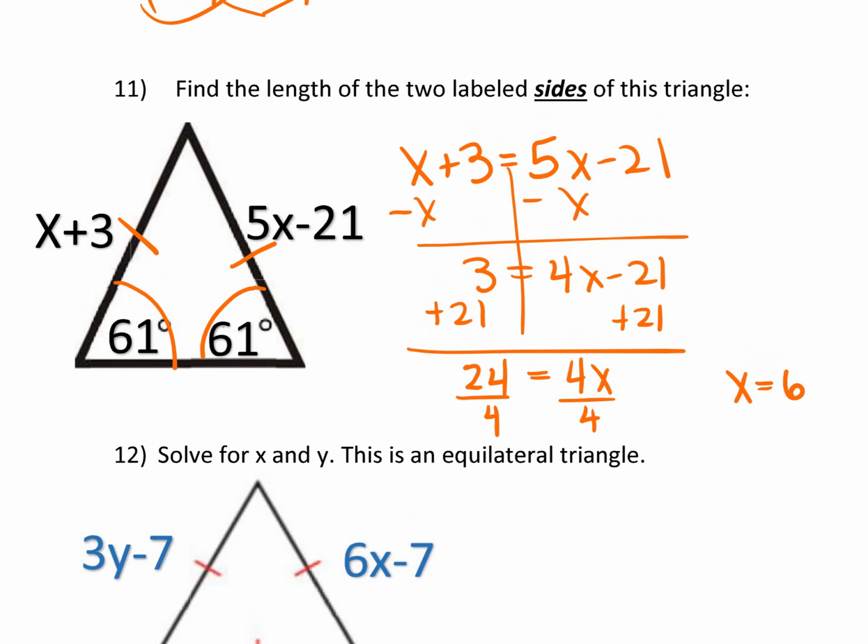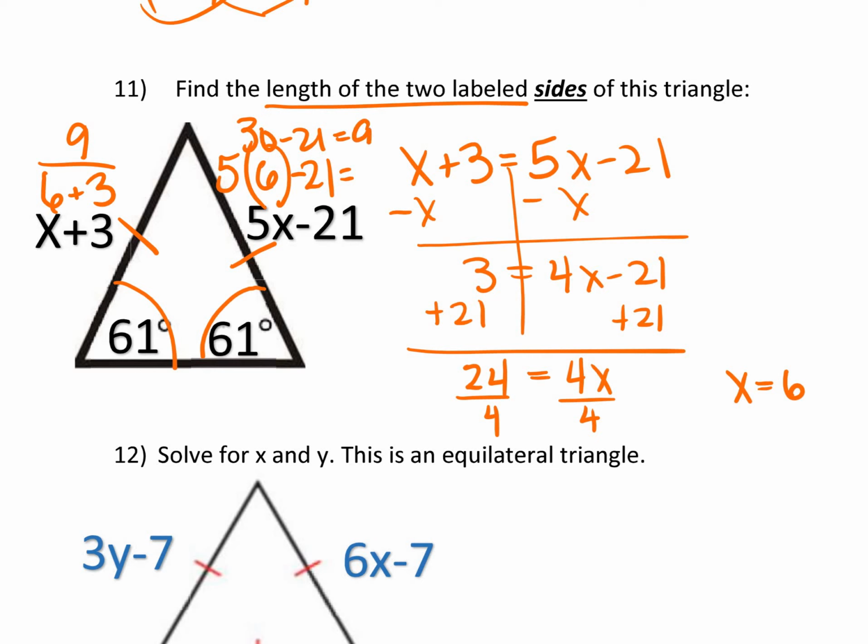And we're not done because it says find the length of the two labeled sides. So we need to go back and substitute. 6 plus 3 is 9. And 5 times 6 is 30 minus 21, which is also 9. And they're congruent, so we would want to see that equal.